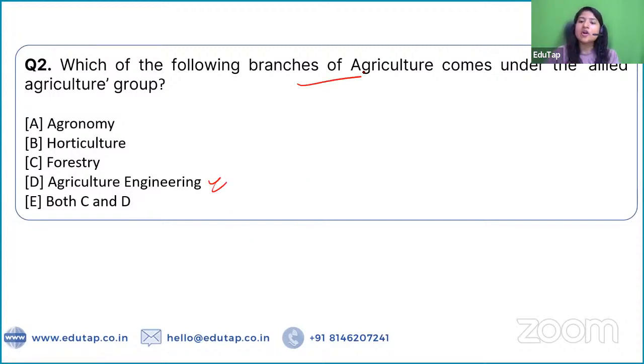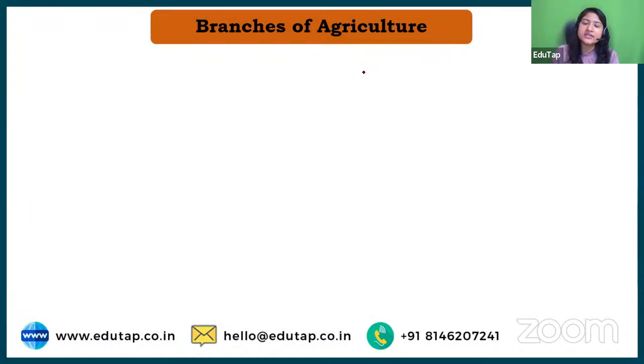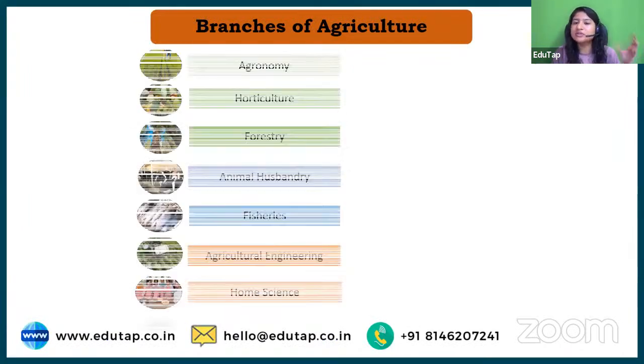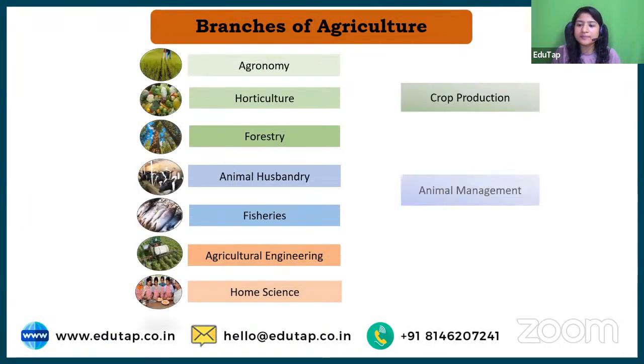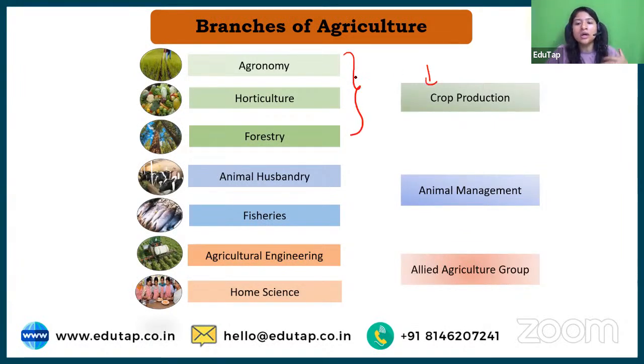Okay, if we talk about the different branches of agriculture, it can be categorized into three groups. Here are the three groups that I was talking about. The first group talks about crop production. In this branch of agriculture, we are focusing on how to have good crop production, how to have good yield.